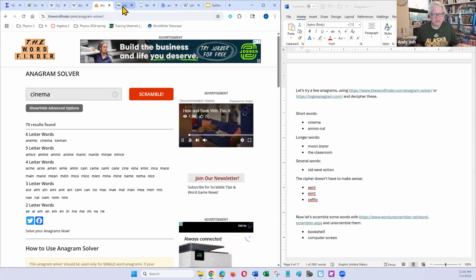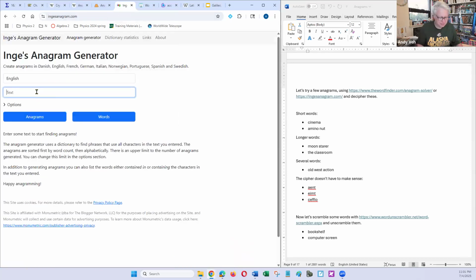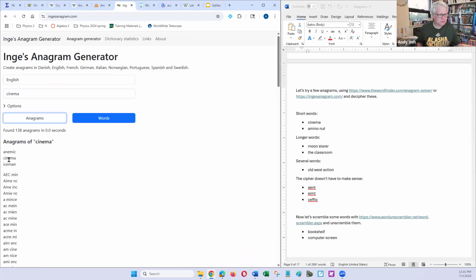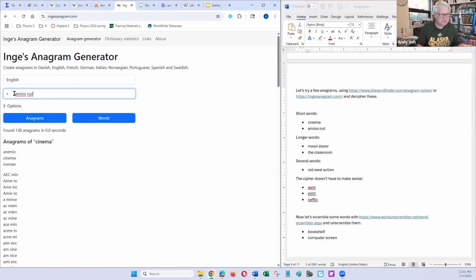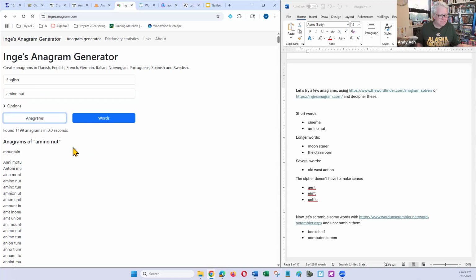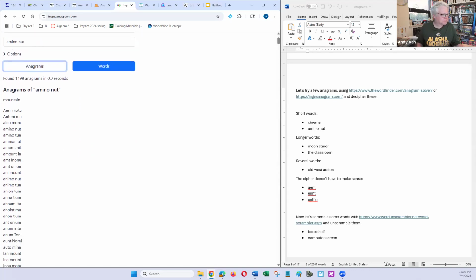And yeah, I cannot get rid of these advertisements here. When I put it here, I'll probably get the same thing. There we go. It's one of the first ones, cinema. Amino nut. I kind of like this one here. Let's see what we get. By the way, these anagram generators have a tough time with going beyond one word. So we'll see. And there it is right in front of us, mountain. So as I said, I kind of like that.